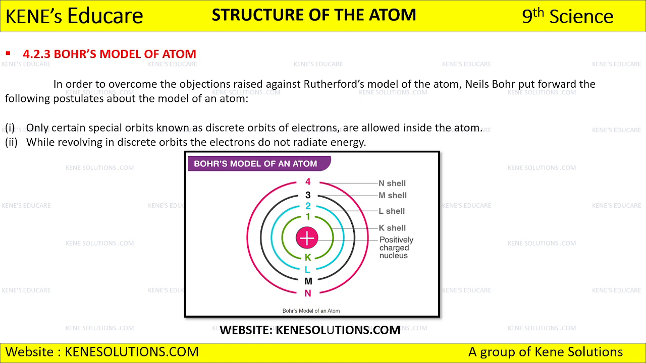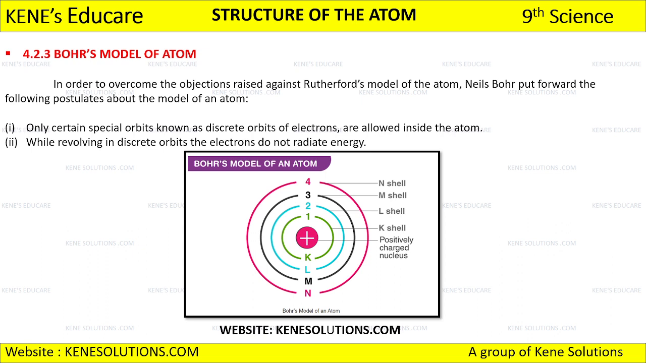So what are the postulates? The first one is that only certain special orbits, known as discrete orbits of electrons, are allowed inside the atom. Not all orbits were allowed inside the atom; there were only a few special orbits, known as discrete orbits, and only those were allowed. And while revolving in those special orbits, the electrons do not radiate energy. These are the two postulates given in Bohr's model of the atom. Bohr started his research on the same thing because he wanted to know how it can be overcome, so he started studying more about it.